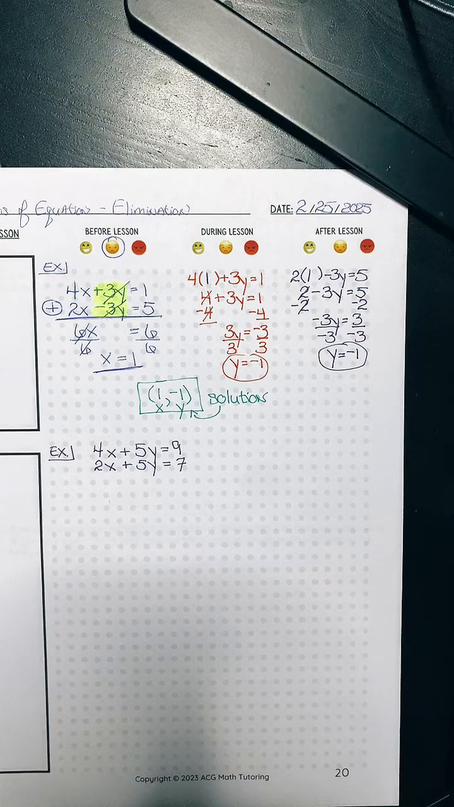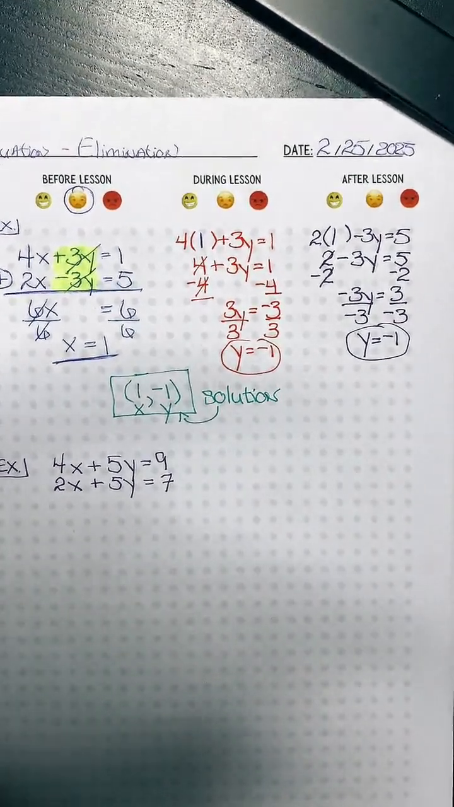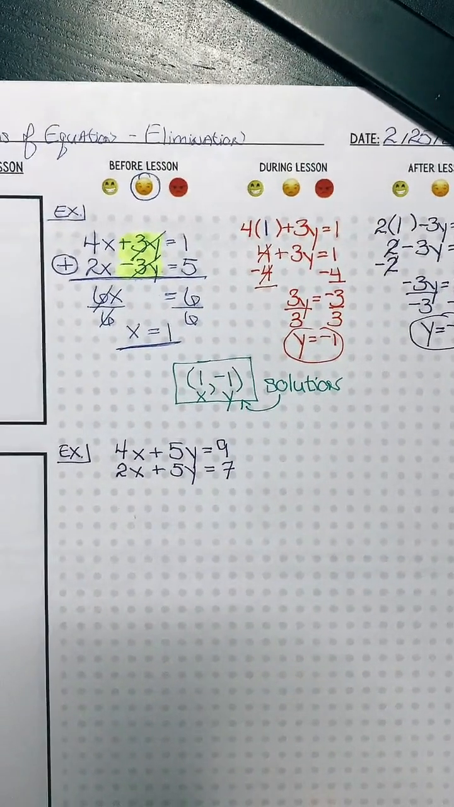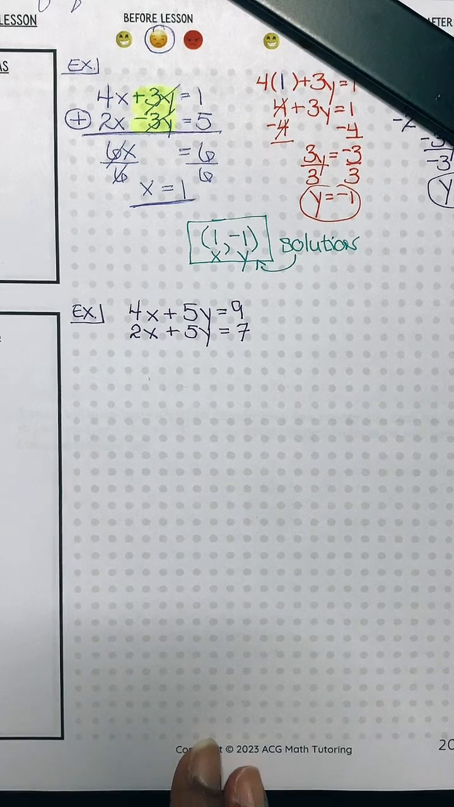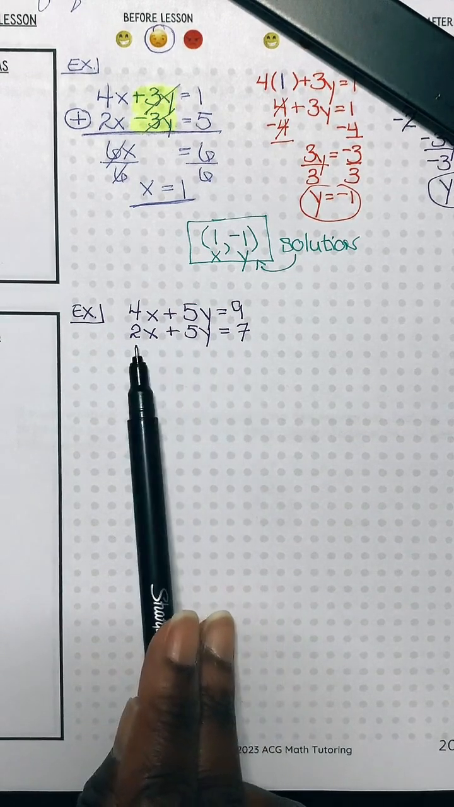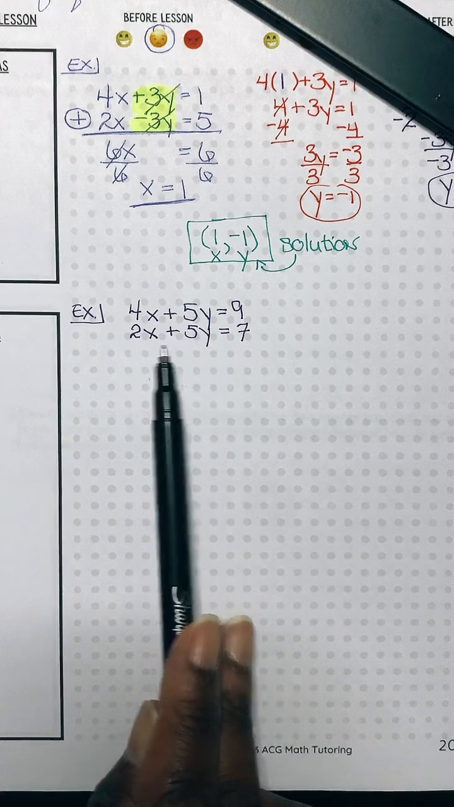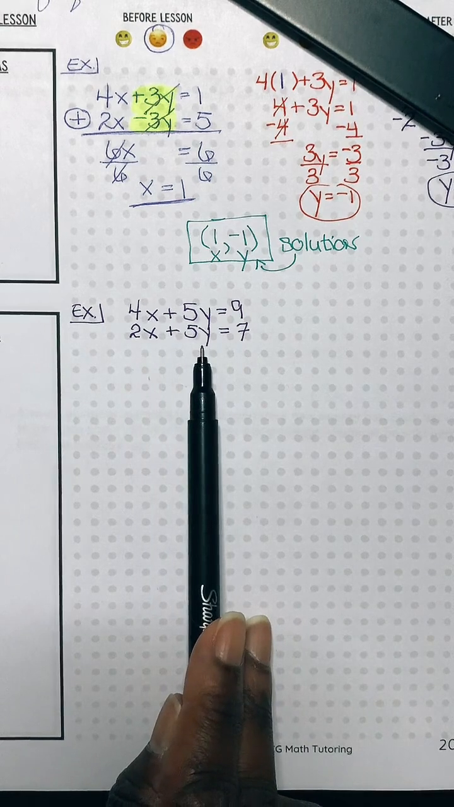All right. So if we just slide it up a bit. All right. So which ones am I eliminating? My X's or my Y's?